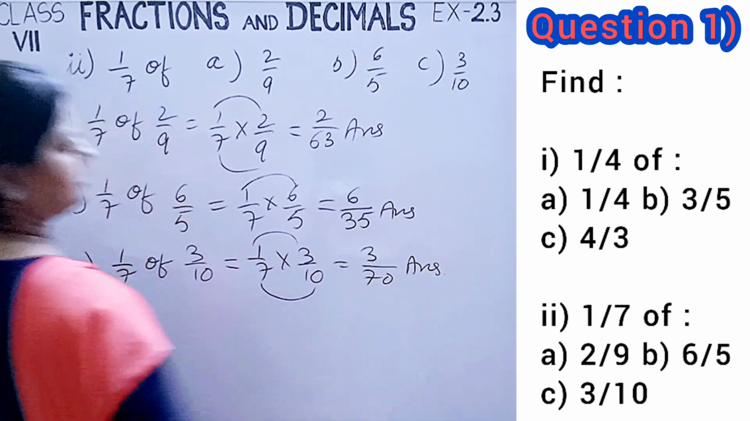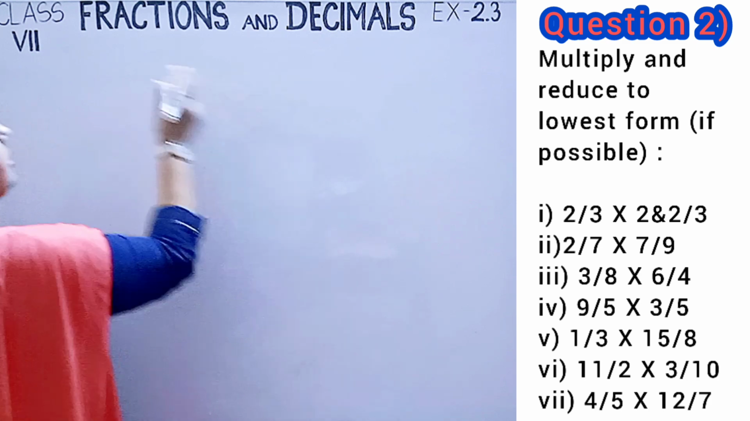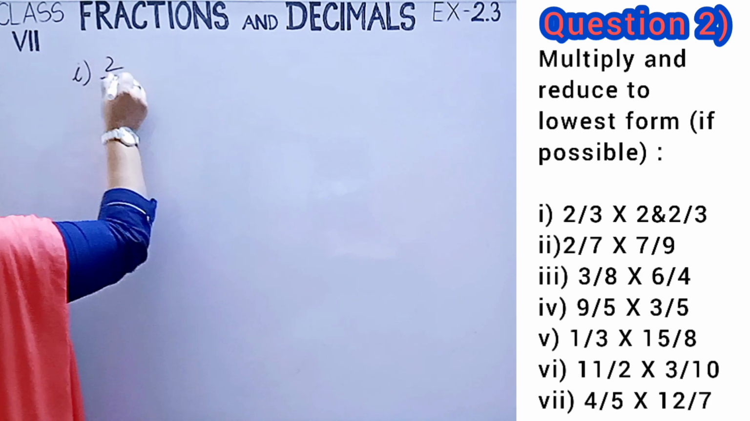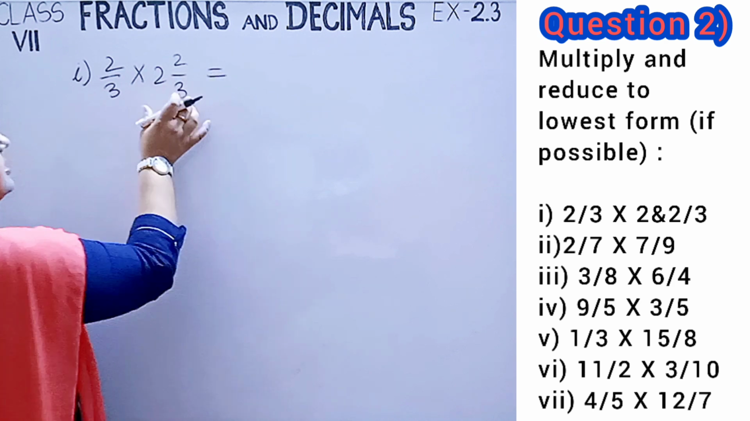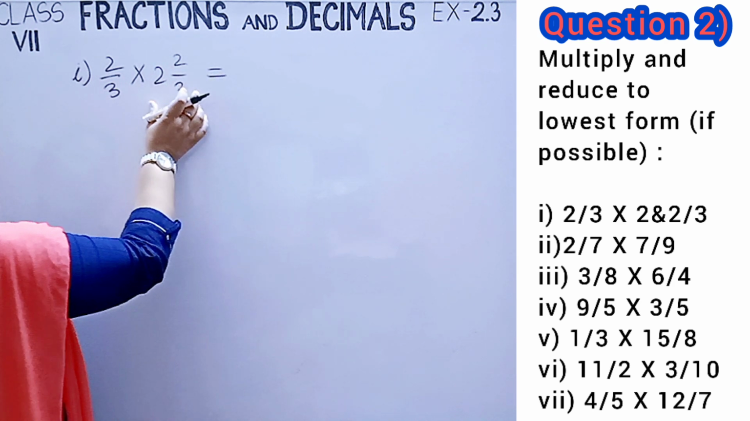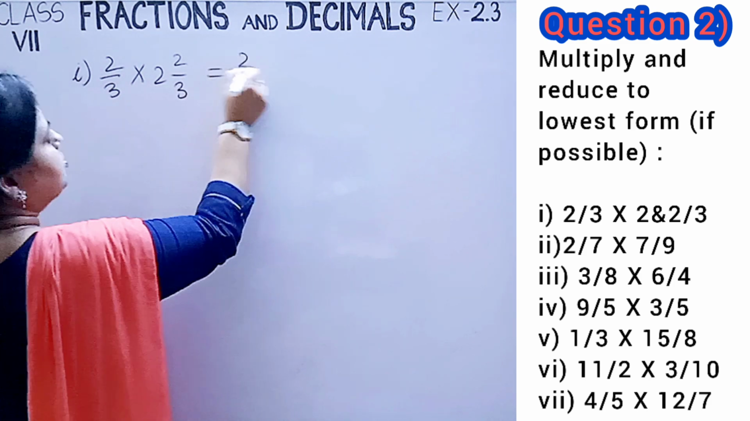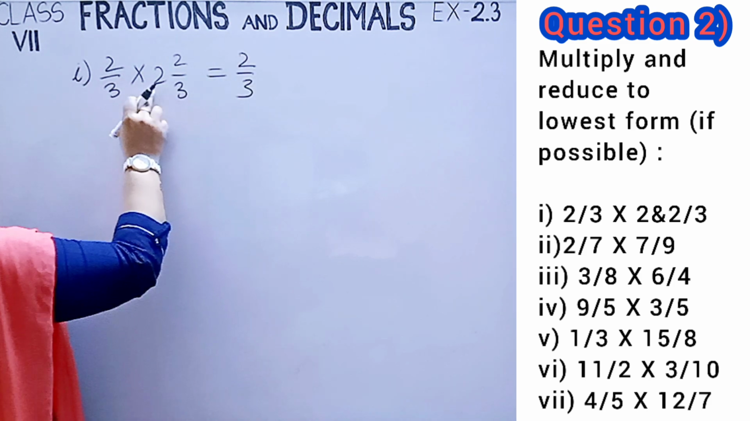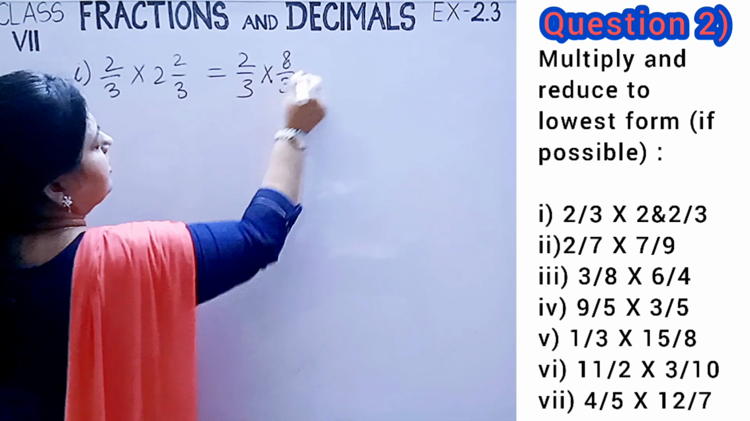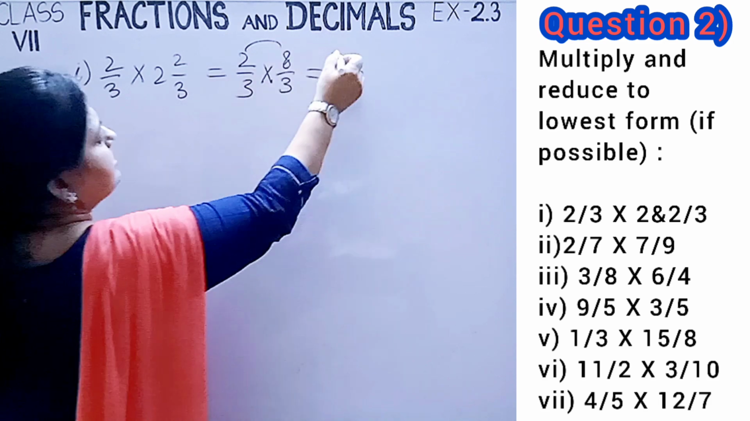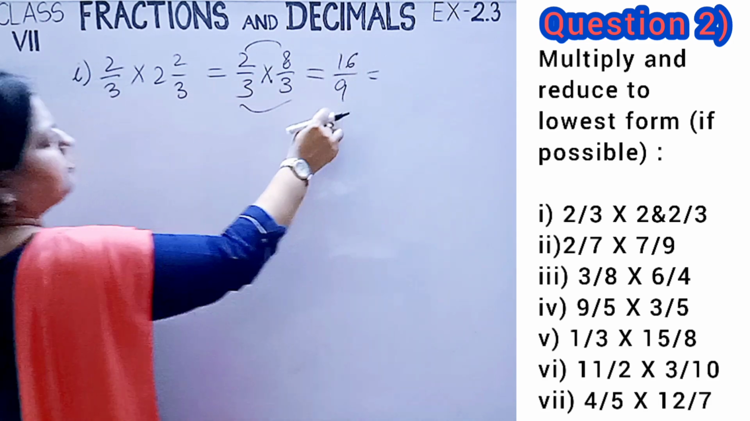Answer. Question number 2, multiply and reduce to lowest form. The first part is 2 by 3 into 2 and 2 by 3. So this is a mixed fraction. First of all, we have to change it into improper fraction. So 2 by 3, so 3 2s are 6, 6 and 2, 8 into 8 upon 3. So 2 8s are 16 and 3 3s are 9. This is an improper fraction.